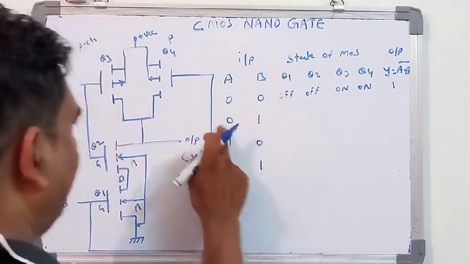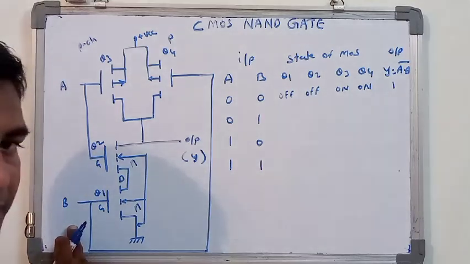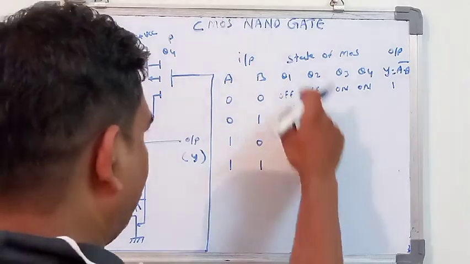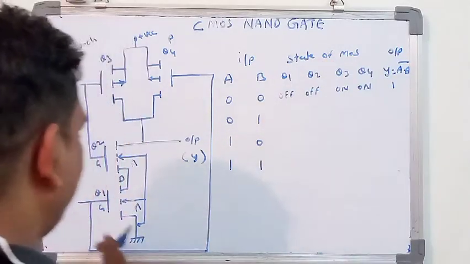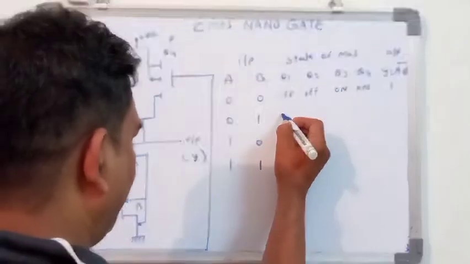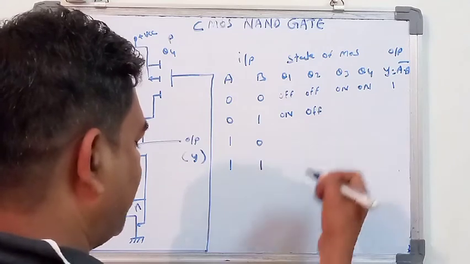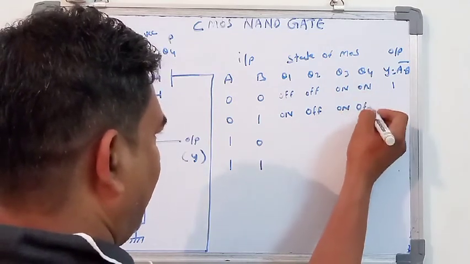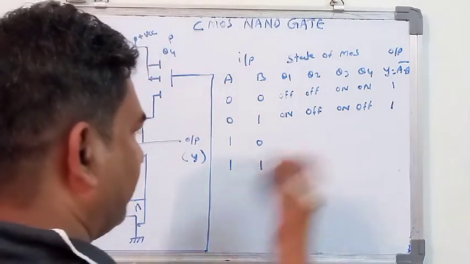As soon as the A terminal is 0 and the B terminal is 1, means A input is 0 and B input is 1, the transistors Q1, Q2, Q3 and Q4 behave like this. Q1 will be in an on condition and Q2 will be in an off condition, Q3 will be in an on condition and Q4 will be in an off condition, and due to that the output will be again 1.